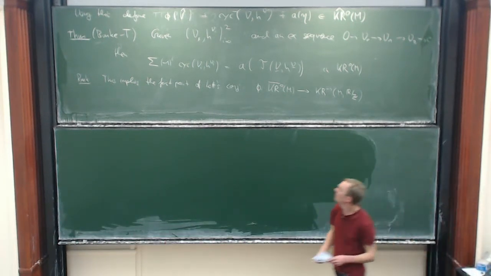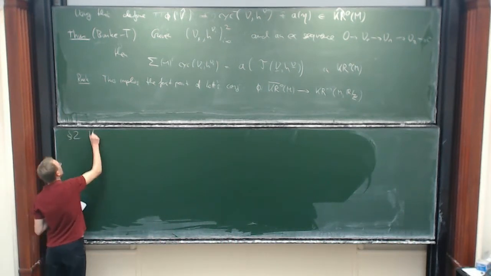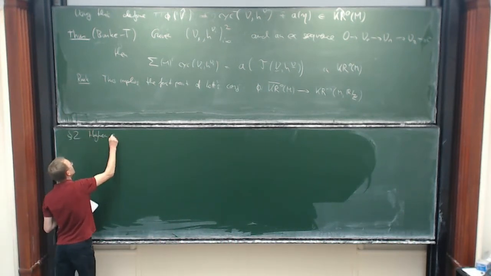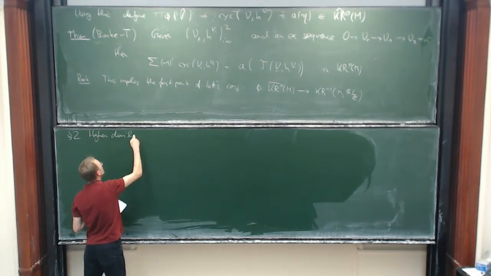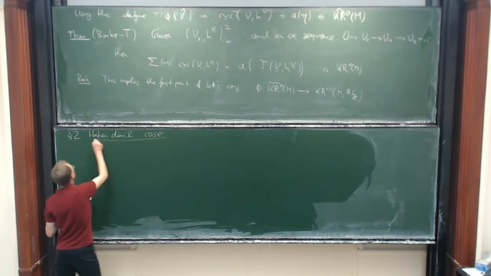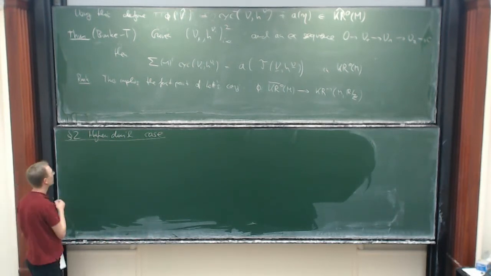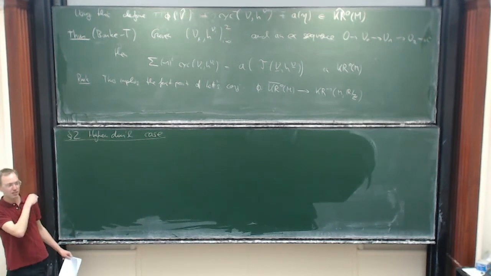Okay, so this is the higher dimensional case. Higher dimension refers to the dimension of the algebraic object, which was the number ring, so in some sense zero dimensional, and now I take something higher dimensional. So I just give you the recipe for what you have to do.